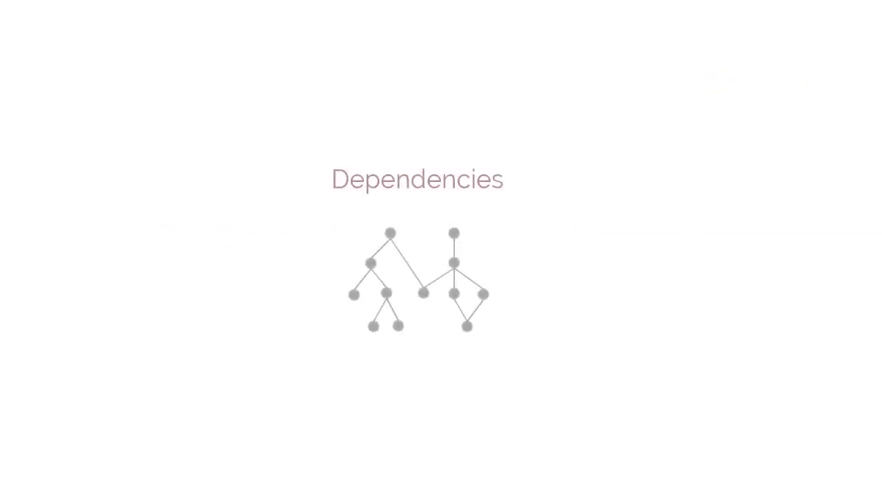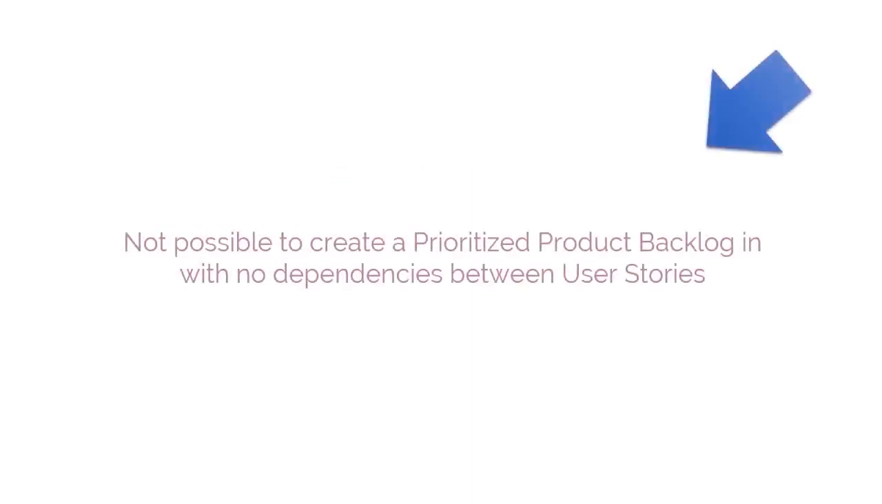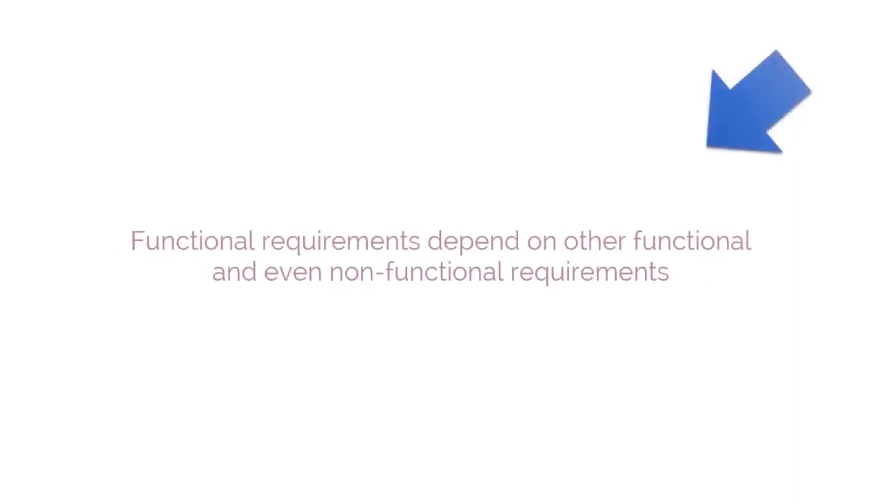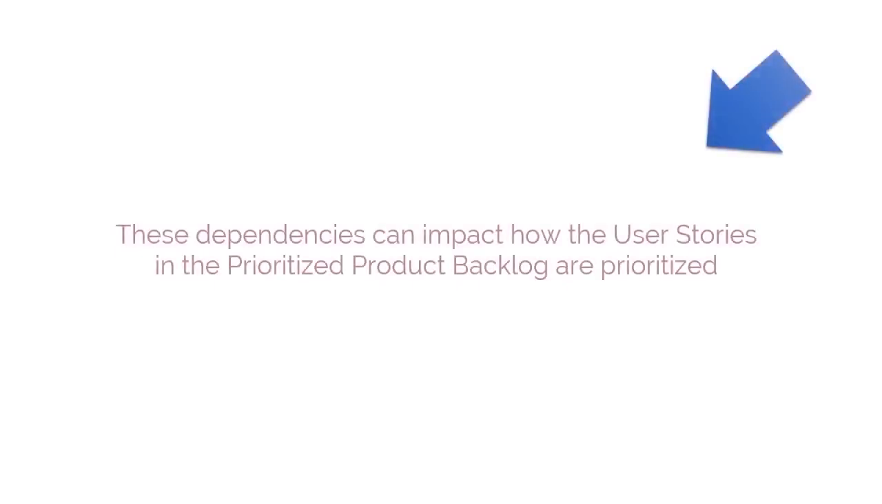Next factor is dependencies. It is usually not possible to create a prioritized product backlog in which there are no dependencies between user stories. Functional requirements often depend on other functional and even non-functional requirements. These dependencies can impact how the user stories in the prioritized product backlog are prioritized.